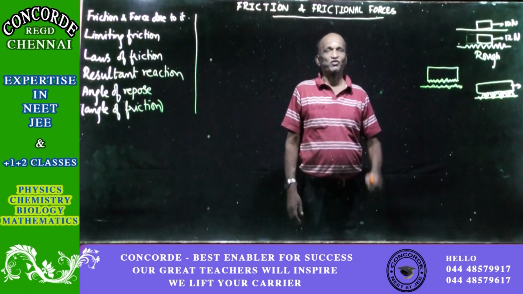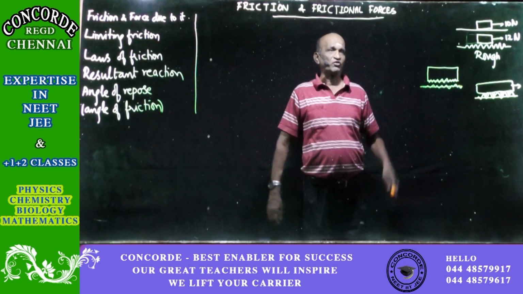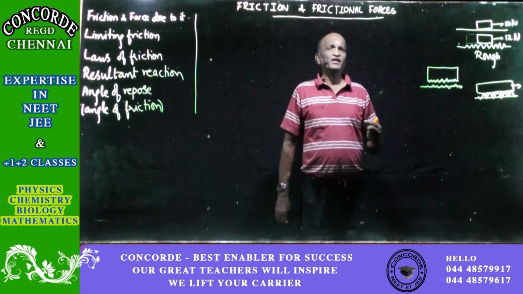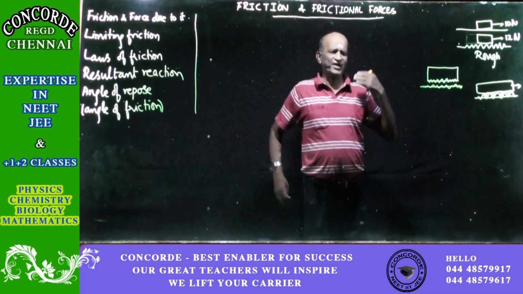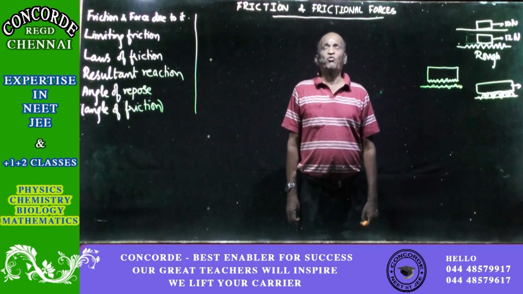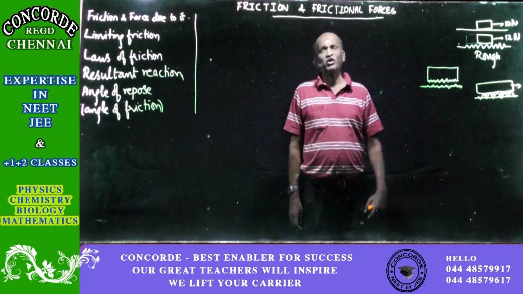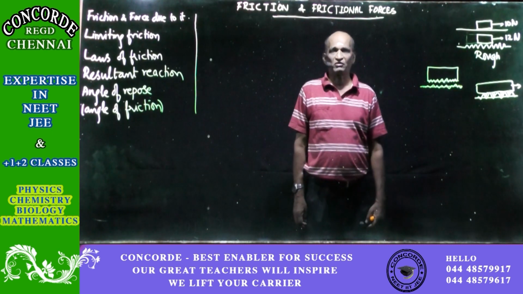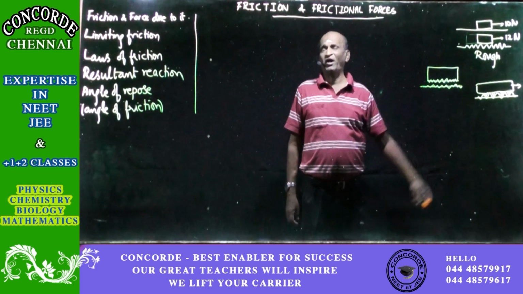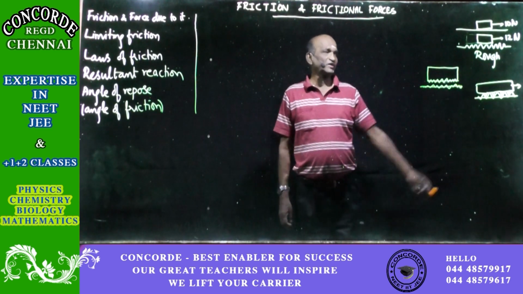That opposition is called friction. The force on account of this opposition is what is called frictional force. Friction can also be termed, for that matter, any opposition can also be known as resistance. So what you can say is that the resistance offered to the relative motion of a body while moving over a surface is defined as friction. So the reason for friction is this.